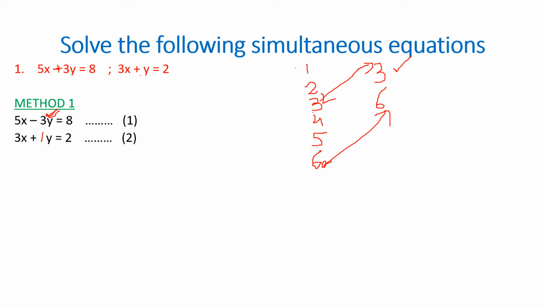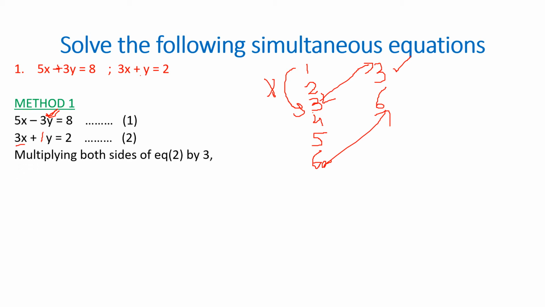And how can I change this 1 to 3? If you look here, 1 into 3 gives you 3. So that means if I multiply this 1 with 3, I'll get 3 here, right? But I cannot multiply only this 1 with 3. If I want to multiply anything there, I have to multiply the entire equation. That means I have to multiply this 3x also with 3, and 2 also with 3. So for that we write down a statement that we multiply equation 2 by 3.